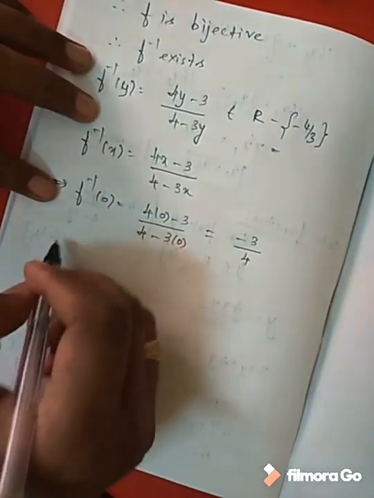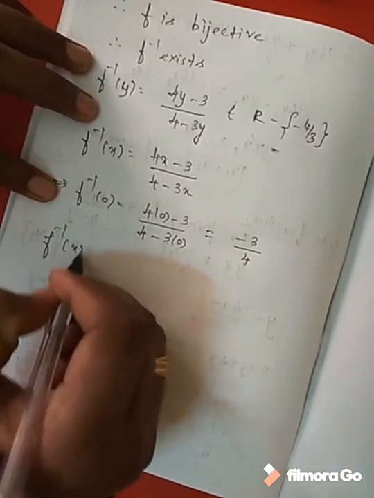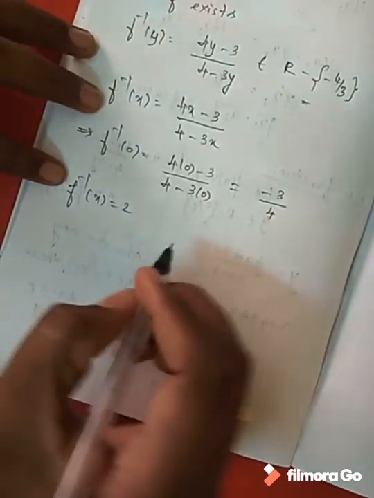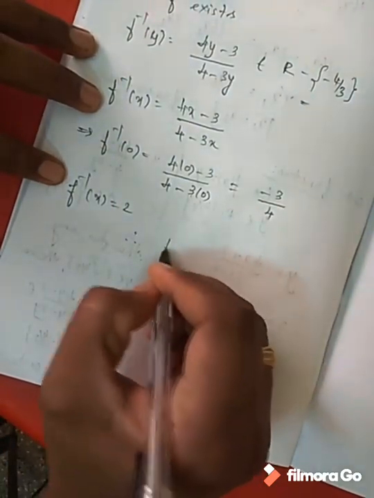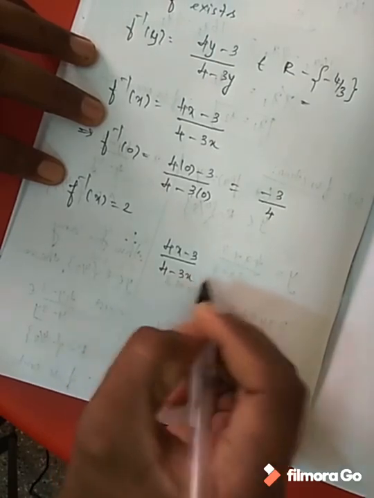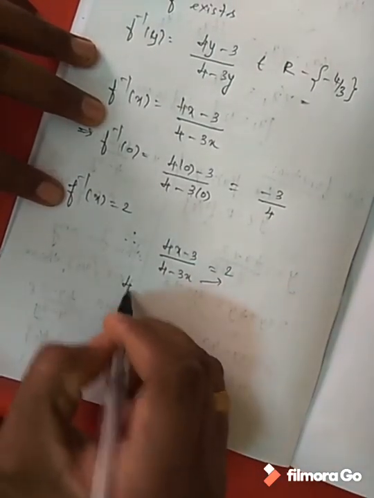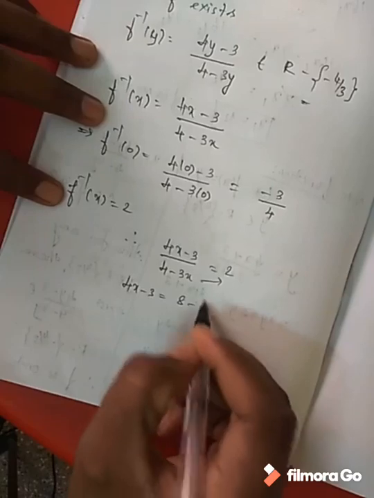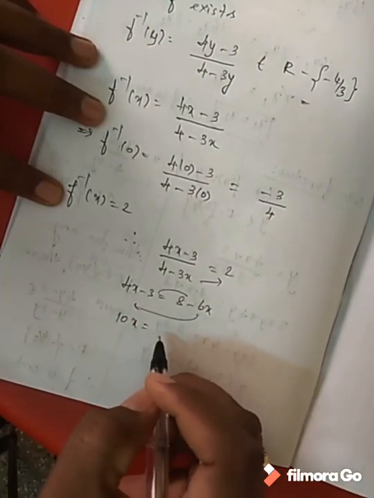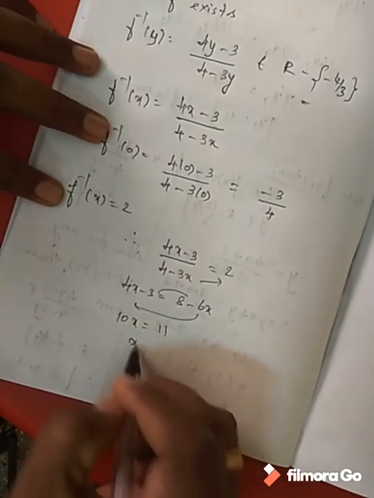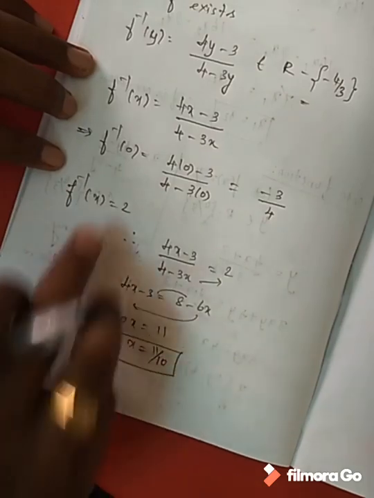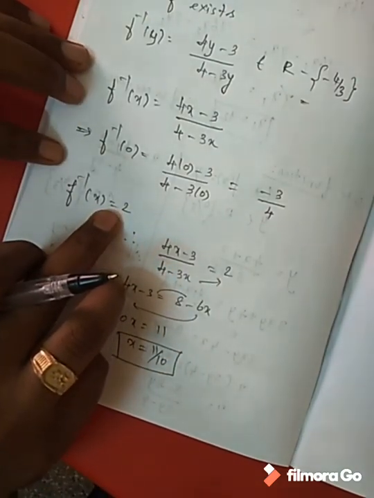Next, second, f inverse of x is equal to 2. I need to find what x value. So therefore (4x minus 3) divided by (4 minus 3x) is equal to 2. So do cross multiplication: 4x minus 3 is equal to 8 minus 6x. Take this, 10x is equal to 8 plus 3, 11, x is equal to 11 by 10. So for 11 by 10, its image is 2, right?